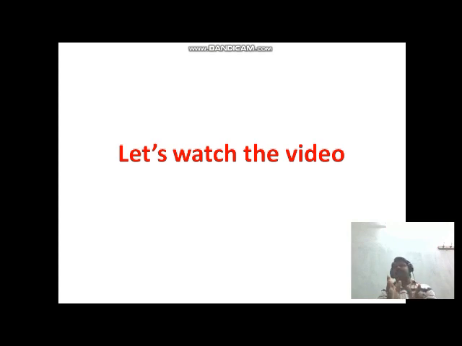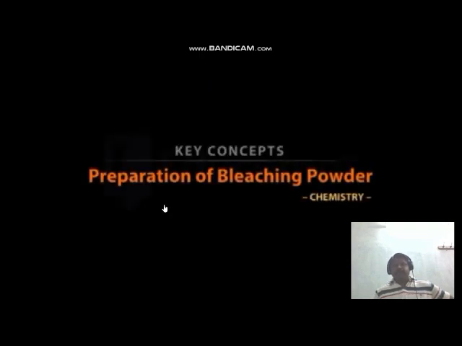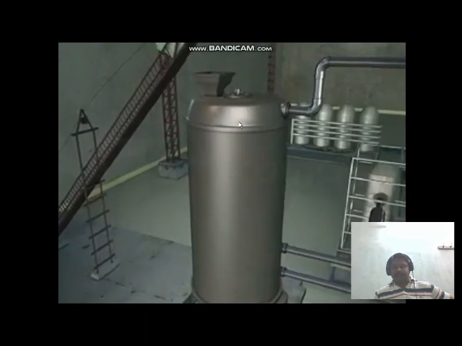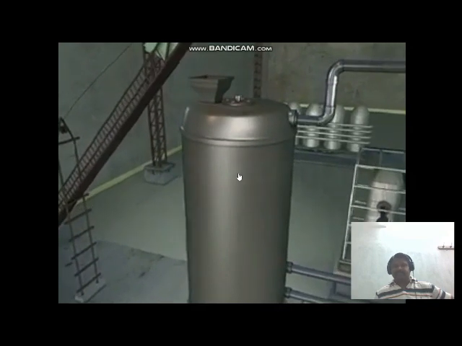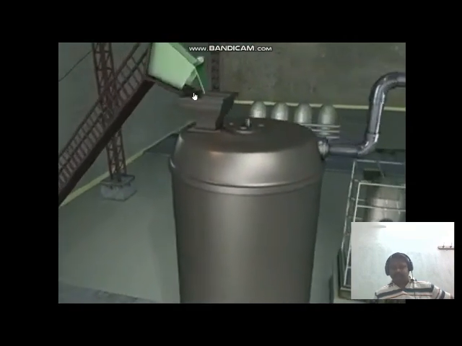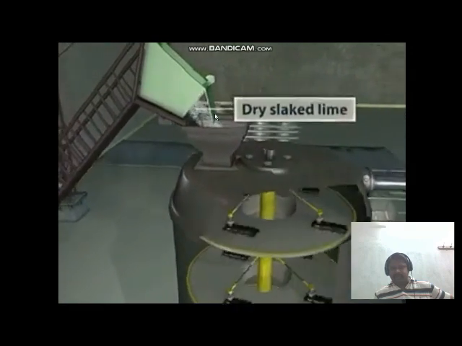When you are watching this video, you will automatically get that idea. Okay, let's watch the video. See here, this is a cylinder. I told you, assume this is the idli vessel. Here is one opening, and through that opening calcium hydroxide is placed. Inside, the shafts are present. Calcium hydroxide, dry slag lime, is placed in this one.